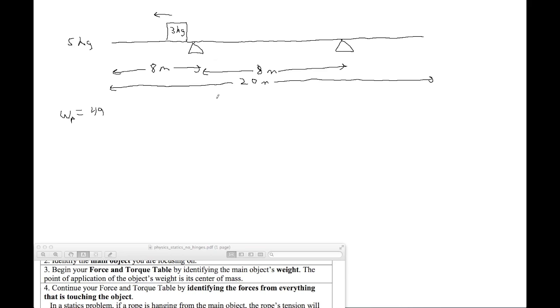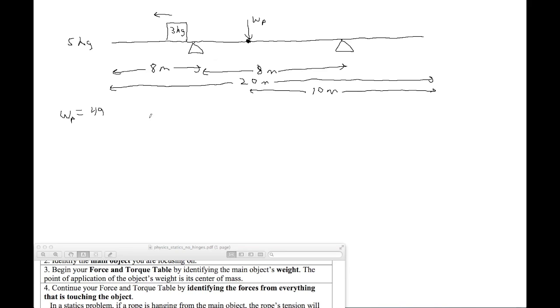So 5 times 9.8 is 49 newtons. And what direction is that in? That's going down. That's right. So negative. But what is the point of application of that? Where is that being applied? Oh, it would be in the center of the plank, so that's at 10 meters. So the weight of the plank is being applied here, and you've already figured out that must be half of 20, which is 10. All right, now we have to identify the forces from everything else that's touching the object.